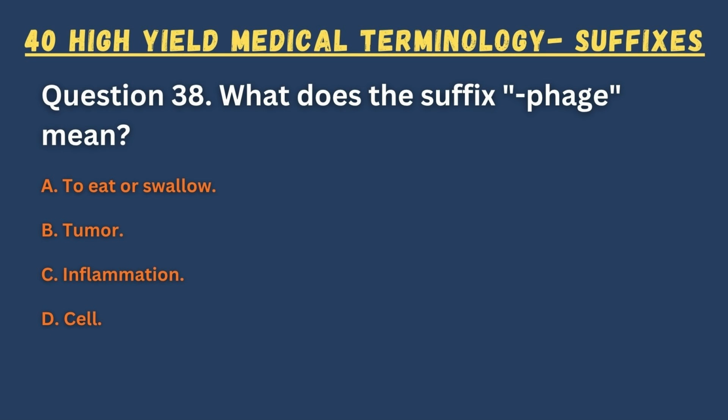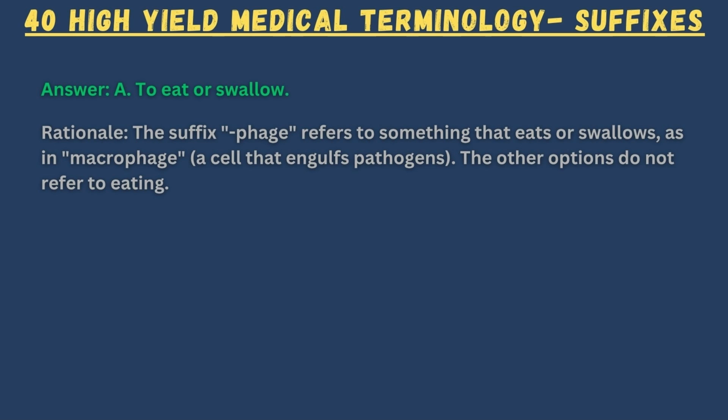Question 38. What does the suffix phage mean? A. To eat or swallow. B. Tumor. C. Inflammation. D. Cell. Answer: A. To eat or swallow. Rationale: the suffix phage refers to something that eats or swallows, as in macrophage, a cell that engulfs pathogens. The other options do not refer to eating.